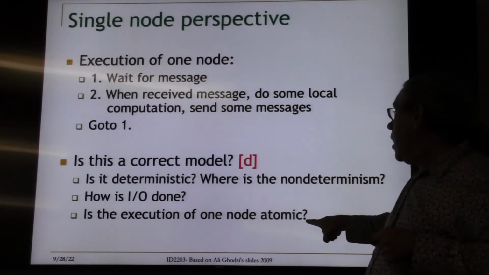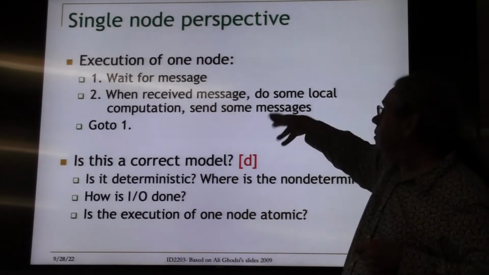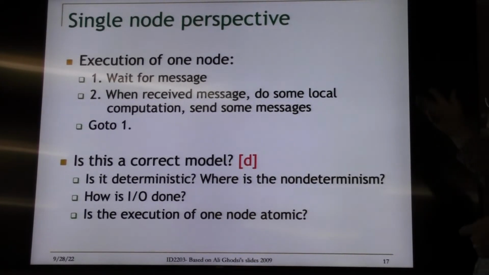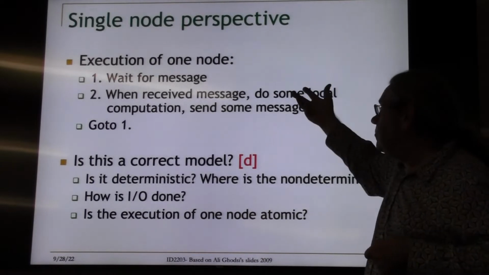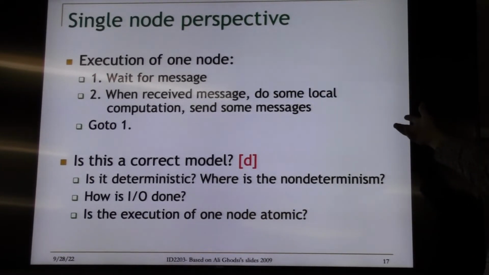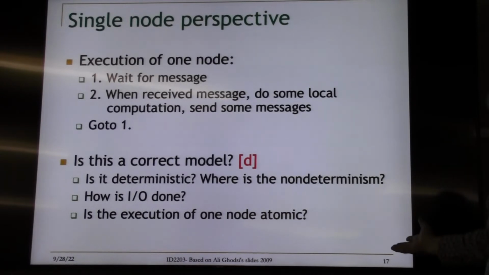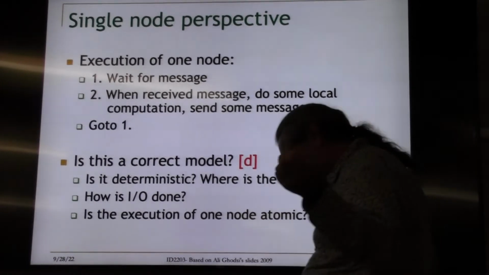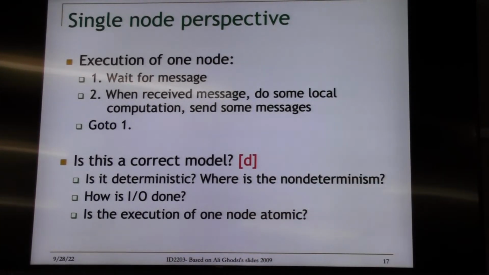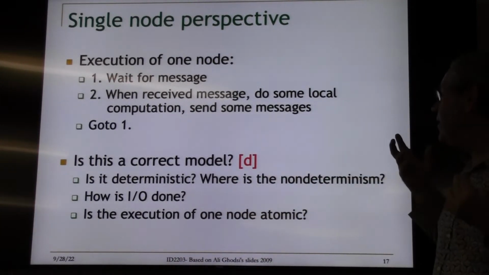What about atomicity? Is the execution of one node atomic? What do you think? Now, I want you to think a little. Is this reasonable? Is this correct? You see problems here? Where is the non-determinism, for example? What do you think of this model? That's a skill that takes some learning. When someone gives you a model, you have to think with that model. Okay? So what is this model?